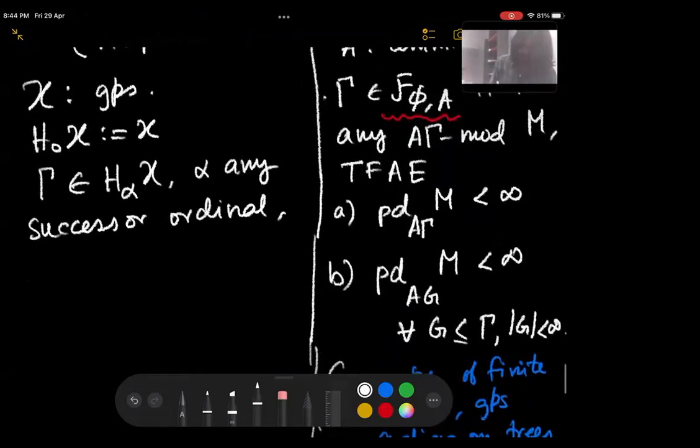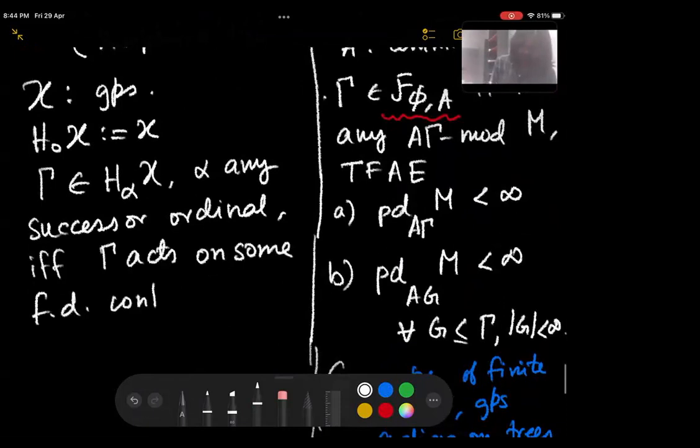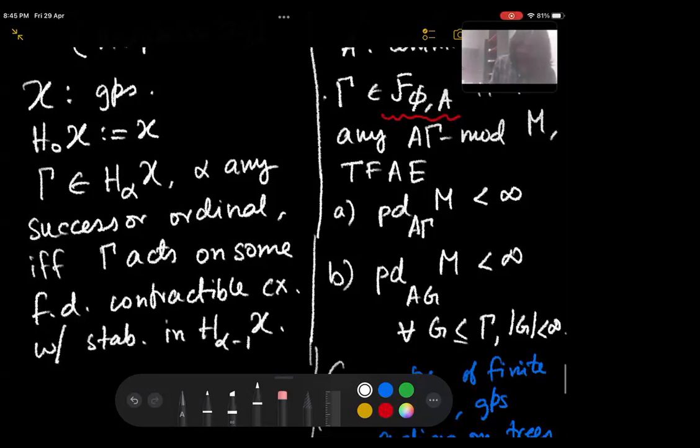If and only if gamma acts on some finite dimensional contractible cell complex with stabilizers in H alpha minus 1 X.